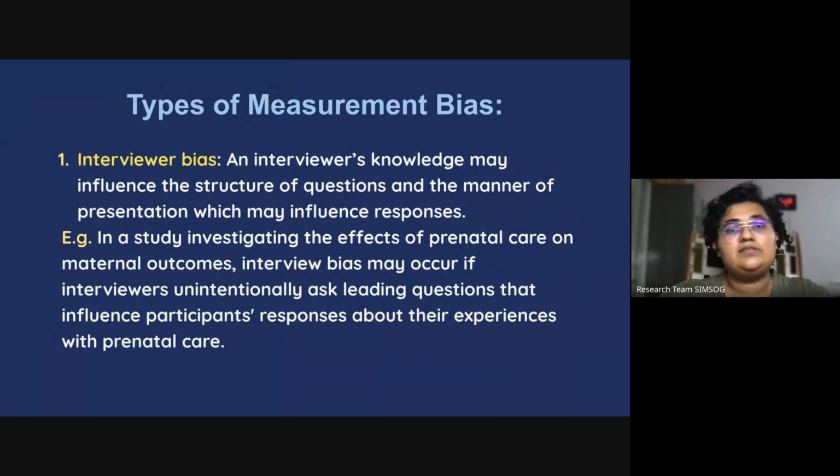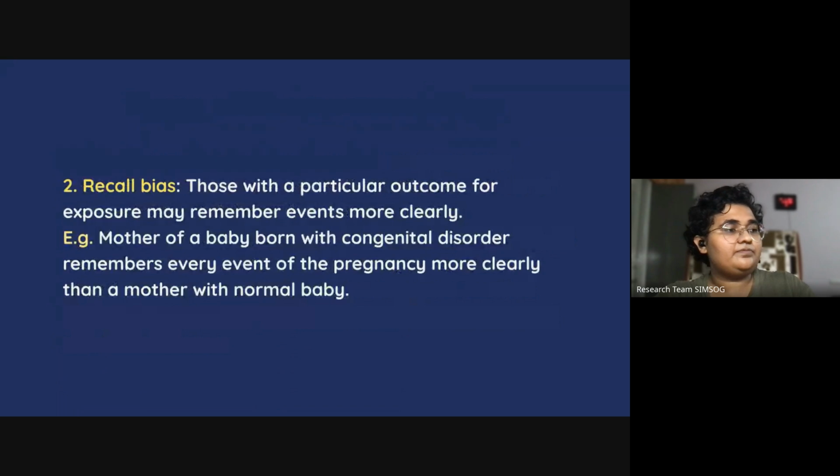First of all, there is interview bias. An interviewer's knowledge can influence the structure of questions and the manner of presentation, which can further influence the response of the participant. For example, if I am doing a study to investigate the effects of prenatal care on maternal outcomes, interview bias can occur if I unintentionally or unconsciously ask leading questions that can further influence the participants' response about their experiences with prenatal care. So, when the interviewer is asking a question, they need to be unbiased and wary of this type of bias.